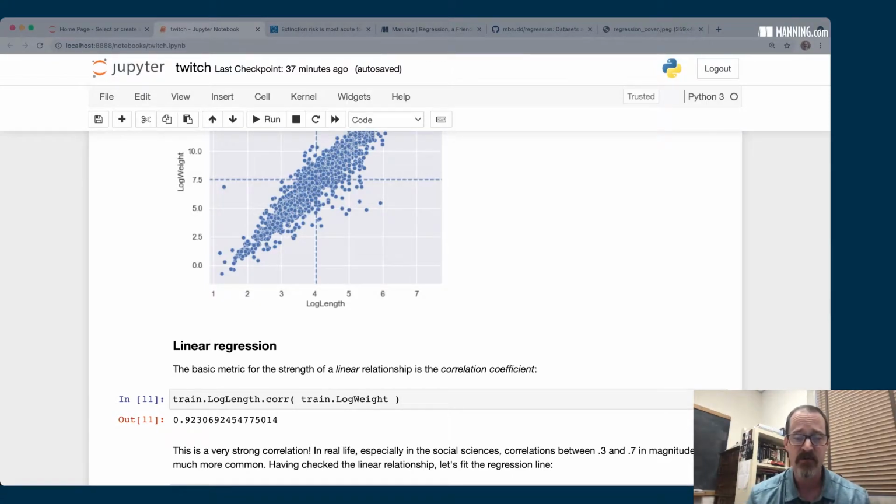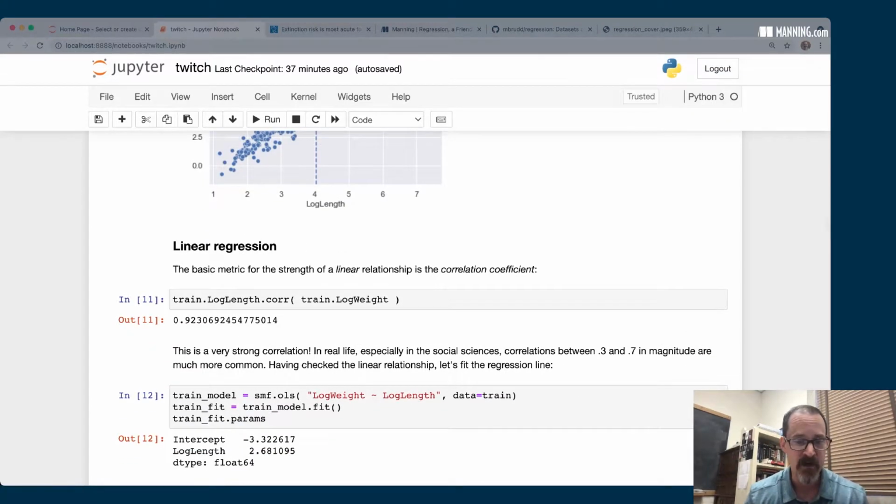In lots of data sets, you have correlations of between 0.3 and 0.7 in magnitude. It could be negative, but in magnitude, 0.3 to 0.7. And with social science data, a correlation of 0.3 or 0.4 is still pretty strong, right? But here we have a super strong correlation. So there's no doubt that linear regression is appropriate. So we're going to build a linear regression model.